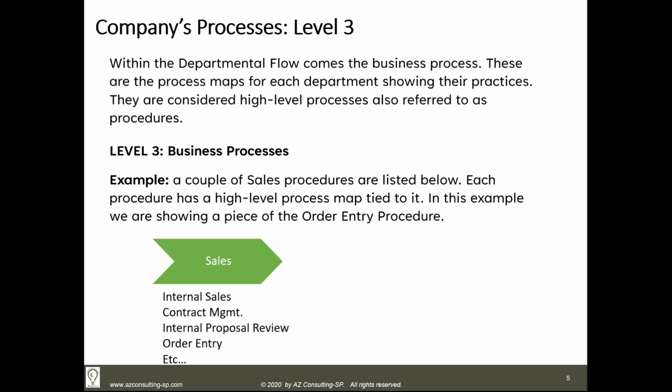The business process would look like a process map where you have more of an information flow within the department as shown here. Keep in mind, a best practice is to have both a written procedure and the process map showing the inputs and outputs.